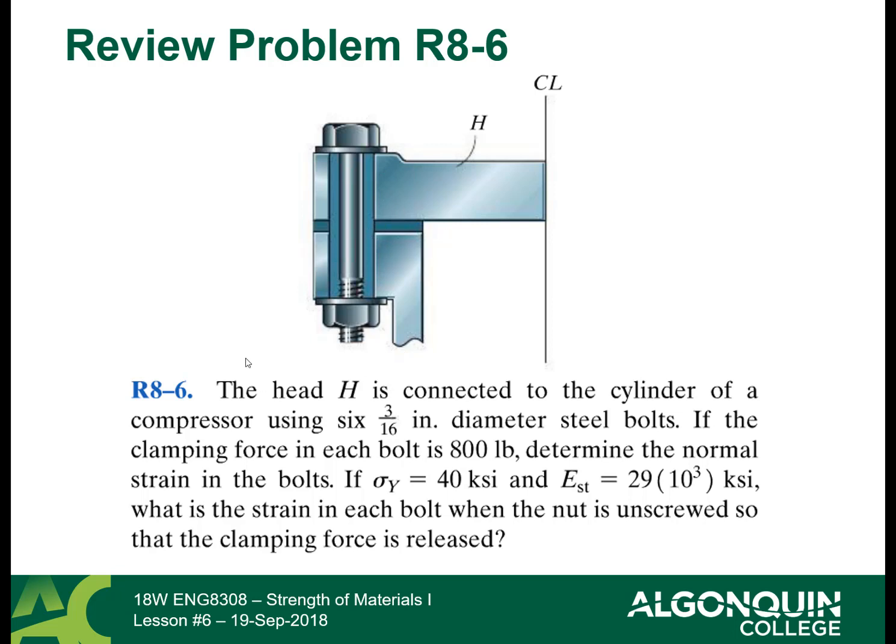bolt. So reading the question, we have the head H, this right here, connected to a cylinder of a compressor using six 3/16 inch diameter steel bolts. If the clamping force in each bolt is 800 pounds, determine the normal strain in the bolts if sigma yield is equal to 40 ksi and the Young's modulus of the steel is 29 times 10 to the third ksi. What is the strain in each bolt when the nut is unscrewed so that the clamping force is released? So that's where the sigma yield term comes in.